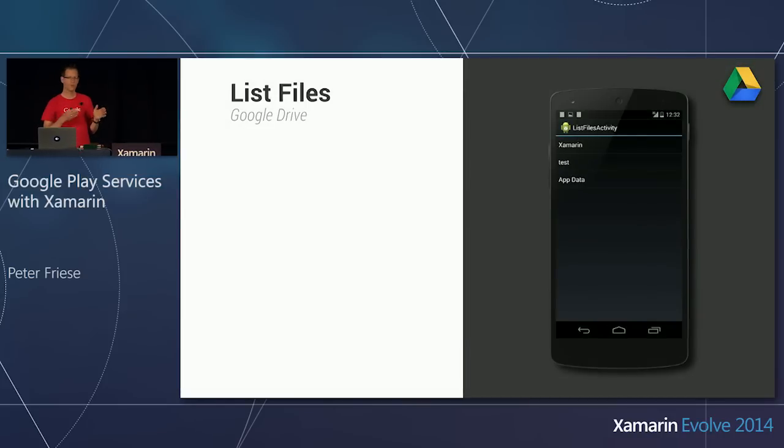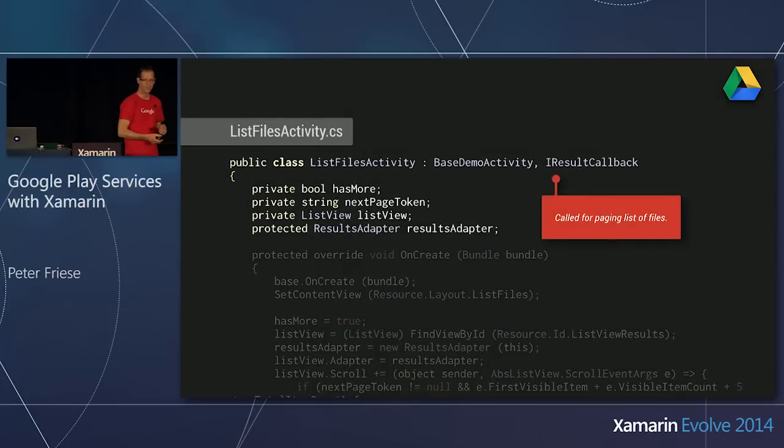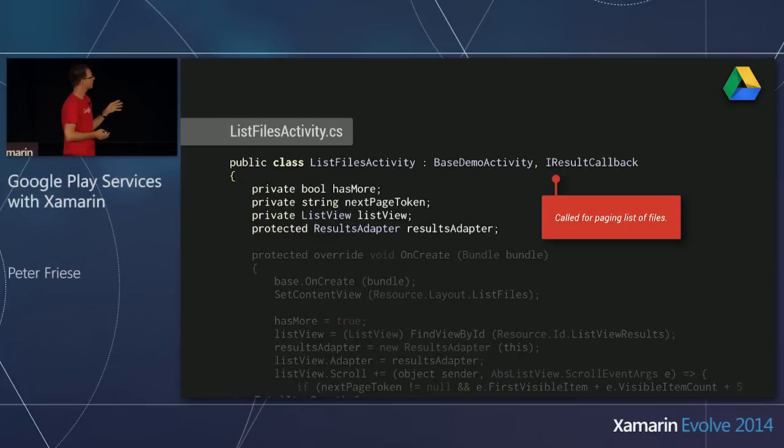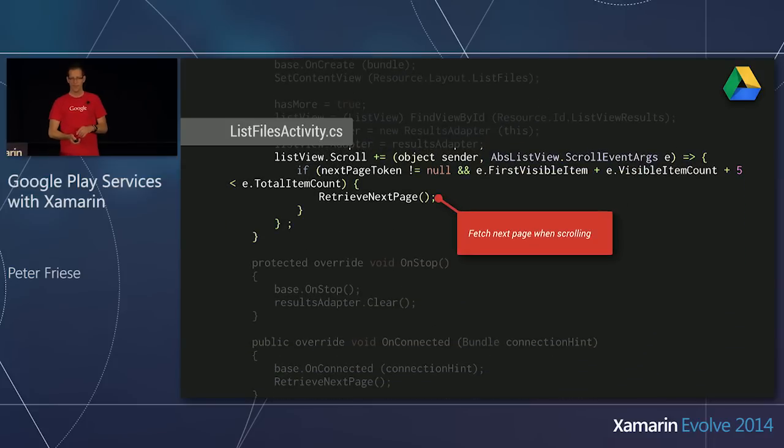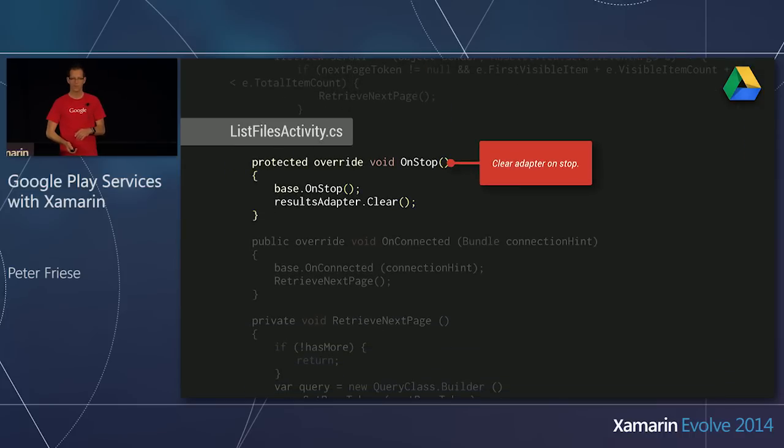So let's have a look at how to list files. In this code snippet, we've got an activity which uses a result callback, which will be called whenever we get a callback from Google Drive, basically. And in the onCreate method, we basically connect the UI, which is a list view. We use a results adapter to mediate between the model and the UI. And when the user scrolls, we ask Google Drive to provide us more data in the retrieveNextPage method. When we stop the activity, we disconnect, and we disconnect the results adapter.